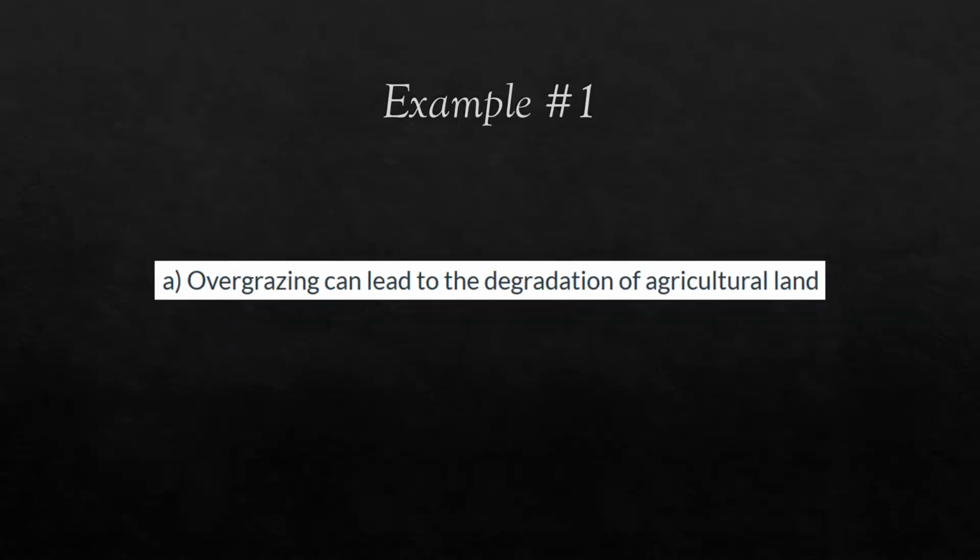Example number 1. Overgrazing can lead to the degradation of agricultural land. So if this was just identify instead of describe, I would have accepted this answer for full points. But the student simply identified. Again, the keywords are very, very crucial. And if you guys are still having problems, I made a video over the keywords in AP Tip of the Week number 2. So you guys can check it out there.